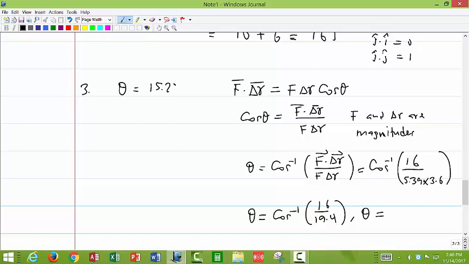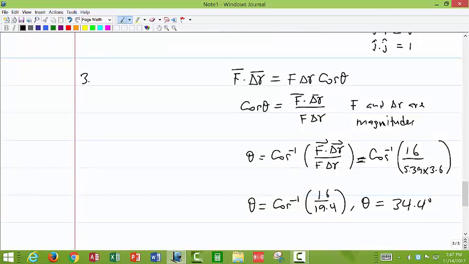Is that what you did? Okay. So let's remove this one. So somebody can calculate and tell me. 34.4. Okay, so 34.4 degrees.